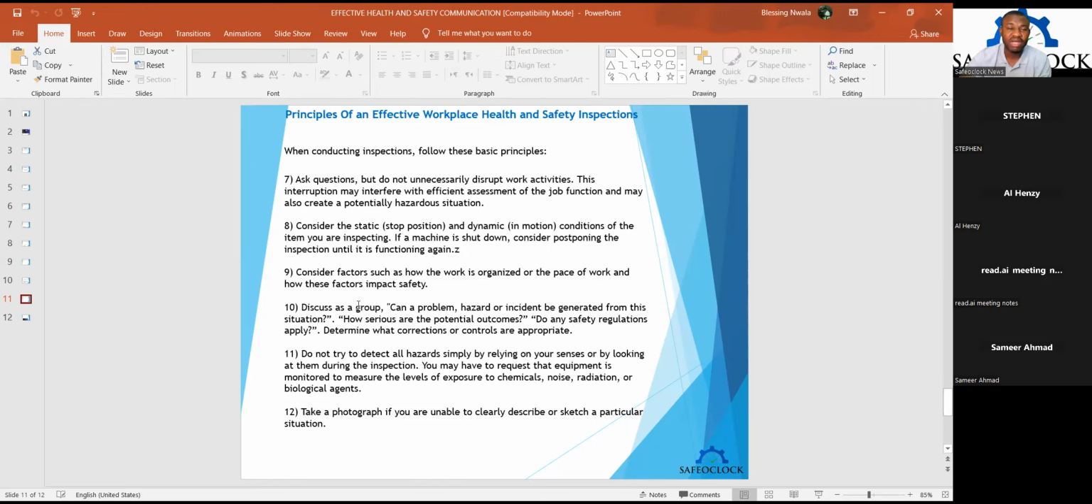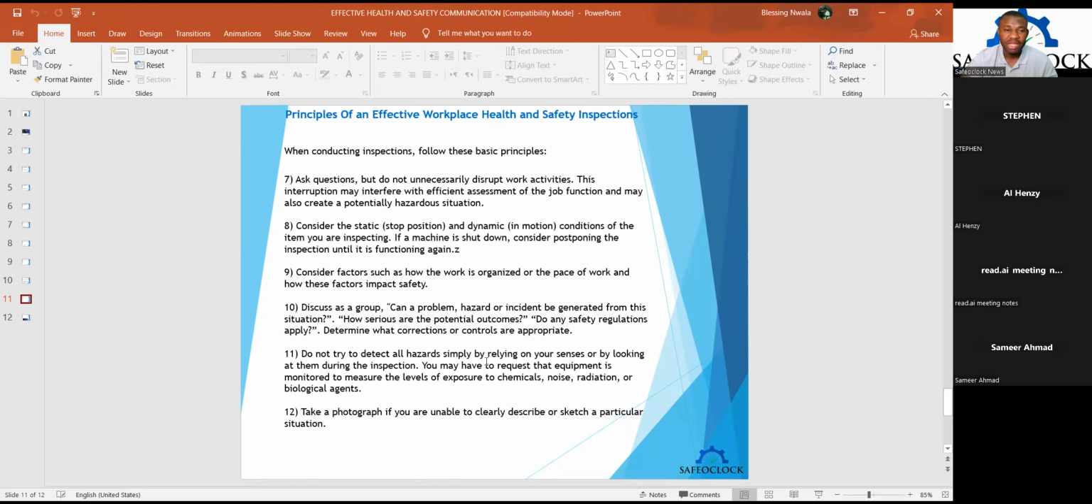Another thing you should do is discuss as a group. There are some hazards that you will sometimes omit. That is why in the construction field, there's what they call a walkthrough. In that walkthrough, some of the professionals, maybe consultants and contractors, come together and walk around the workplace and identify hazards and unsafe conditions together. This will open the eyes of different people. What others overlooked, someone else will pick up. So it will also help to identify some hidden hazards.